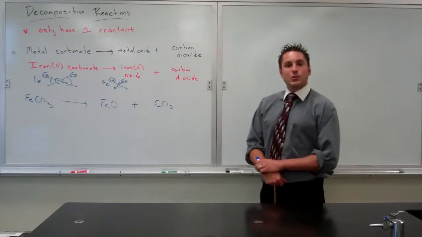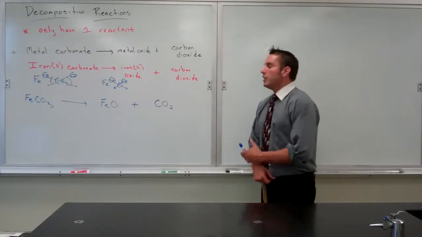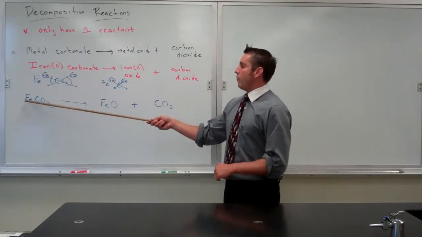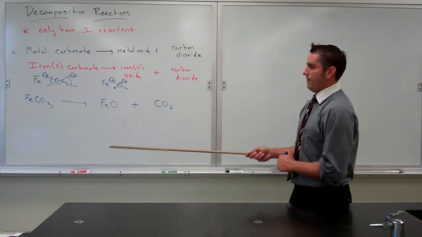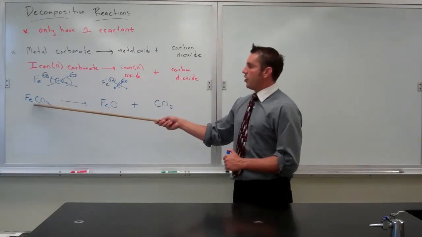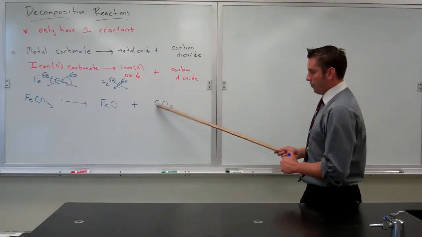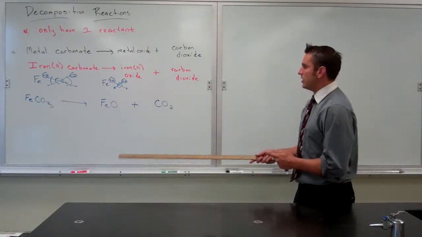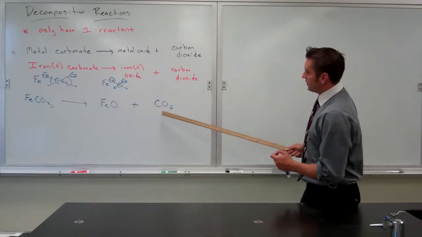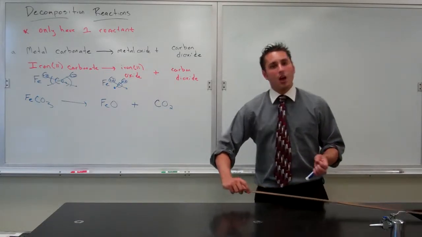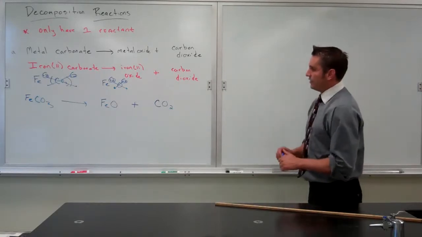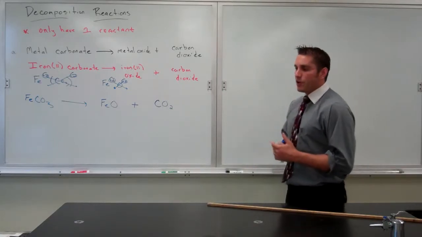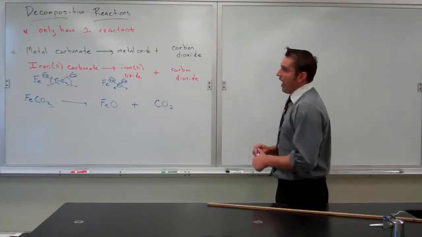We have a rule that says we save H and O for last, so I will balance Fe and C first. On the left side, I have one Fe. On the right, one Fe. On the left, one carbon. On the right, one carbon. And then lastly, oxygen. On the left, 3 oxygens. On the right, one here plus 2 more is 3 oxygens. That is a balanced chemical equation. So that's the first type of decomposition reaction.